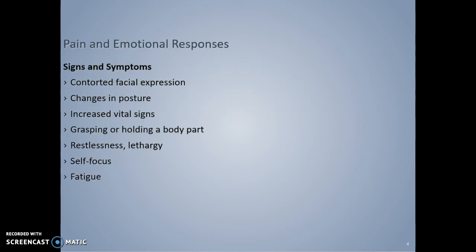So pain and emotional responses, signs and symptoms. Contorted facial expressions can show pain, changes in posture, increased vital signs. So if you're taking vitals and they're higher than normal, that definitely can be related to pain. Grasping or holding a body part, or like we talked about in a class session a couple weeks ago, guarding a body part. If they're restless or lethargic, lacking focus or focused on themselves, and if they're showing fatigue. These are all emotional responses to pain.